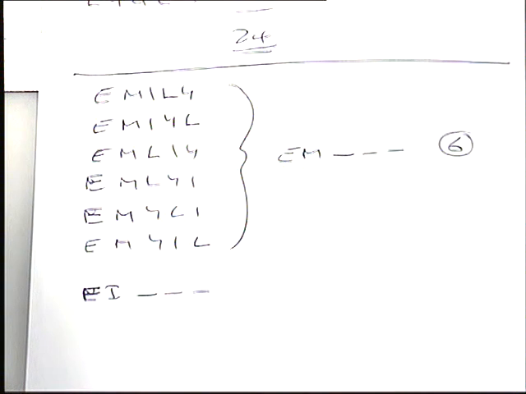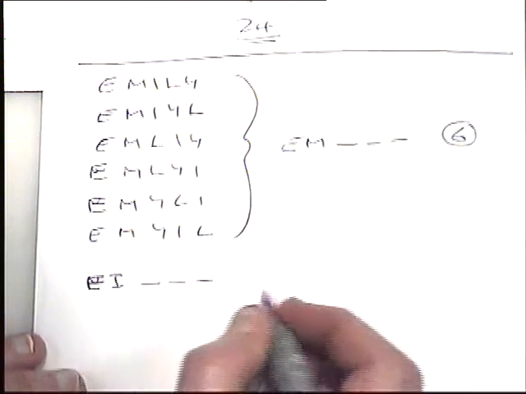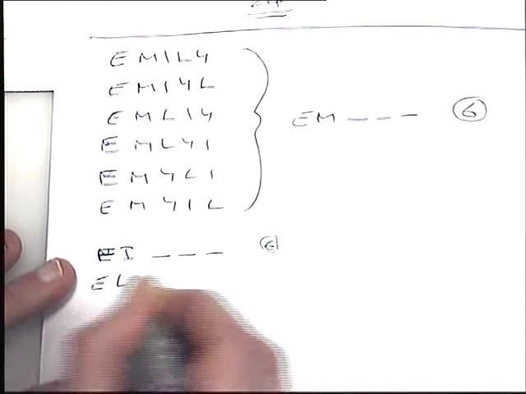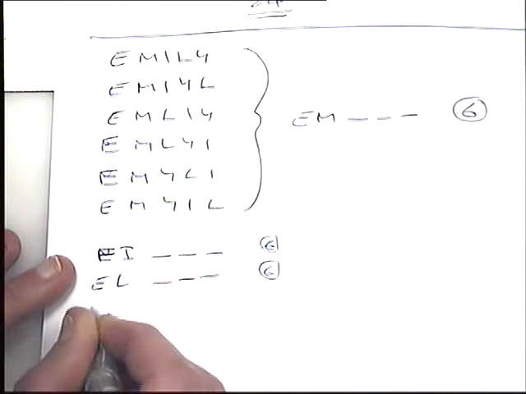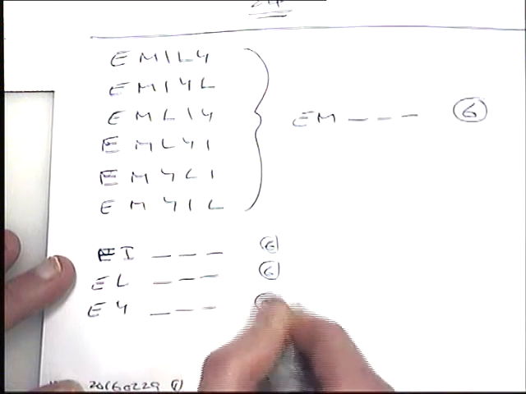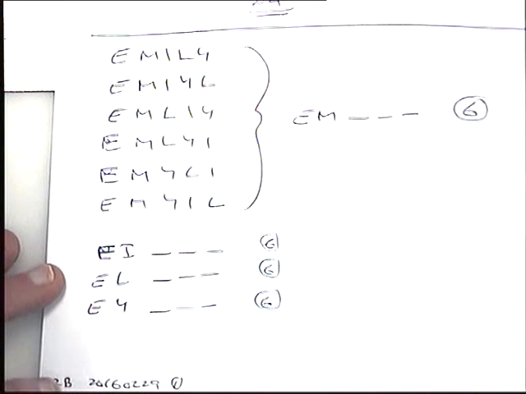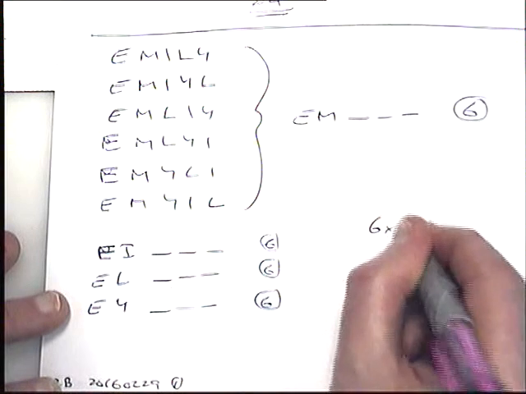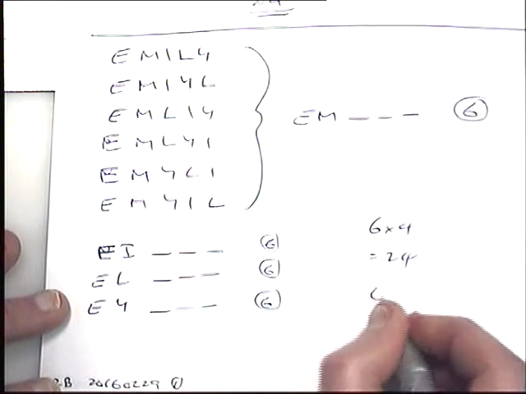Is it going to be 120? So up here I had 6 of them starting EM. How many will there be starting EI? How many will there be starting EL? How many will there be starting what's left? EY, isn't it? Are there any others starting with an E? I've got EM, EI, EL, EY. No. So altogether, that's 6 times by 4. That's 24 of them that start with E.